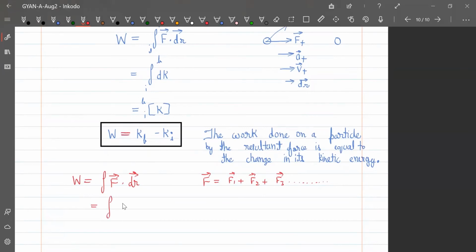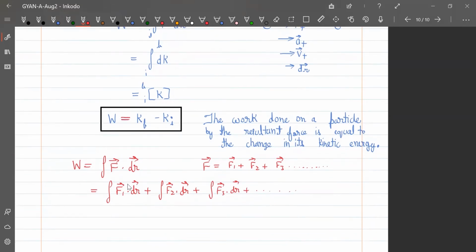So we can write it like this: integration of F1 dot dr plus integration of F2 dot dr plus integration of F3 dot dr. बीच में एक स्टेप है जो मैं खा गया, but you can understand क्योंकि ऐड है तो simply d और dr सब में हो जाएगा. So individual forces से जो वर्क डन है, that is this F total work.